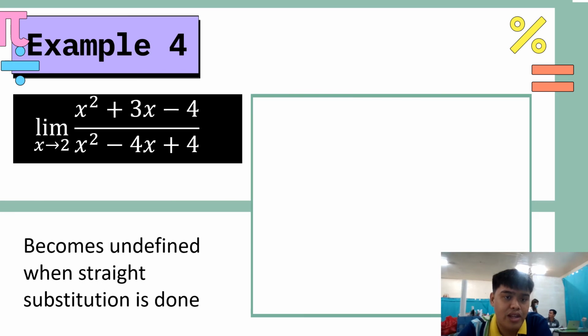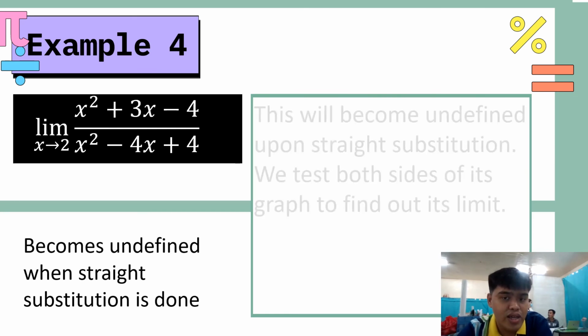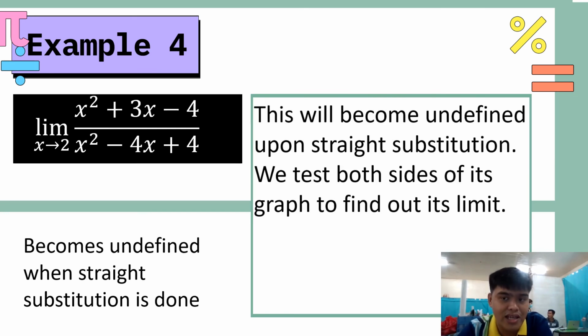Now we have example number 4. We have the function x squared plus 3x minus 4 all over x squared minus 4x plus 4 as x approaches 2. Now, when we perform again straight substitution, it becomes undefined since the numerator becomes 4 plus 6 minus 4, or 6, all over 4 minus 8 plus 4, which is 0. So it becomes 6 over 0, which is undefined. So we can reasonably say that this limit is undefined and will result to an infinite limit.